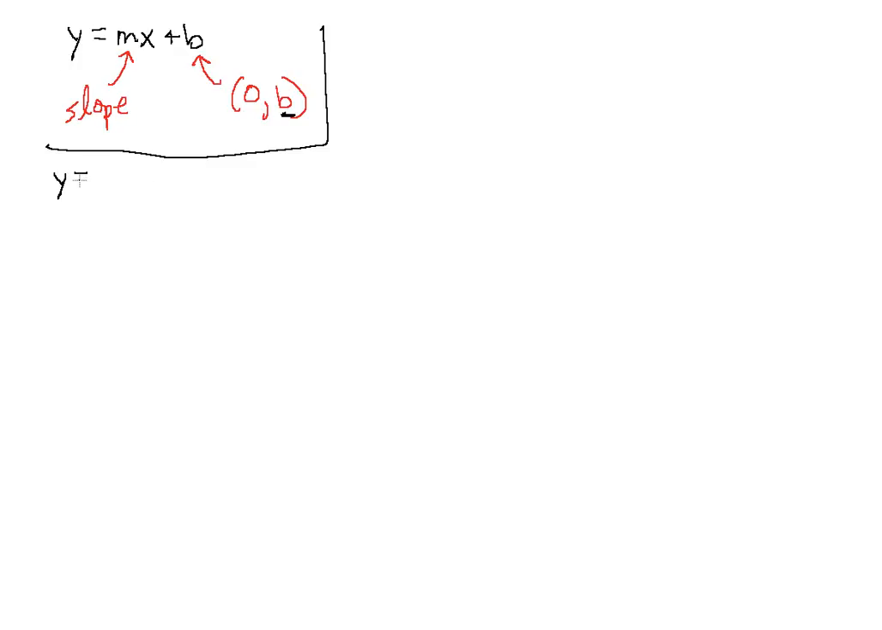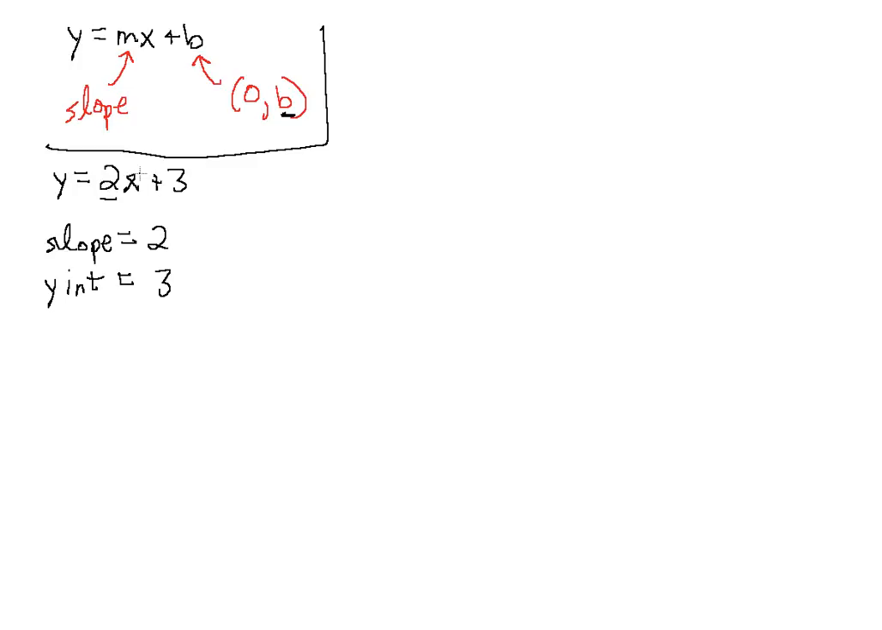So let's say we have y equals 2x plus 3. We want to know what the slope is and what the y-intercept is. Well, the slope is right here. The slope is the term in front of the x. Slope is 2. And the y-intercept is this term at the end. The y-intercept is 3.